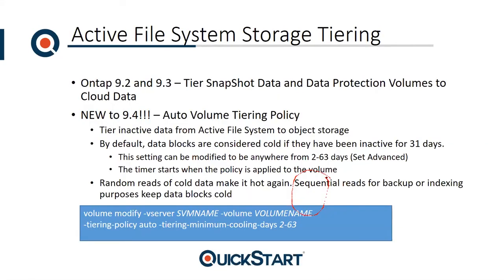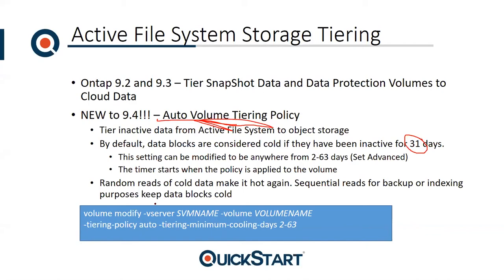So again, new in 9.4 is the auto volume tiering. And the default for this one is 31 days, versus snapshot, which was 2 days, and backup, which was immediate. Okay? And random reads will change the status of the volumes. They're now hot data. They're going to move back to my performance tier, versus if I'm just doing regularly scheduled backup indexing type processes that are sequential reads, then it will keep them over in the cold tier.